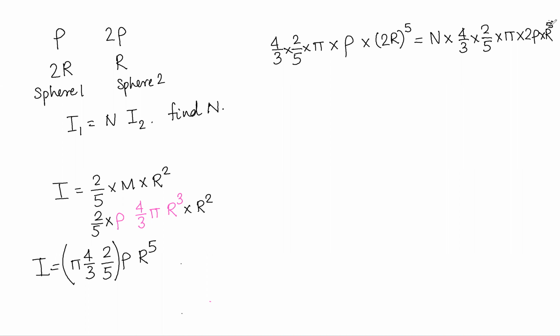So what will we do? We'll cancel out all the terms and find out the value of n. So this term is entirely going to cancel. This is also entirely going to cancel. Rho is also going to cancel. So on the right side, we have 2 times n. And on the left side, we have 2 to the power 5, because 2r to the power 5 means 2 to the power 5 multiplied by r to the power 5. So r is also going to cancel. So we'll have 2n is equal to 2 to the power 5. Or we can write that n is equal to 2 to the power 4. So 2 to the power 4 is basically 16.